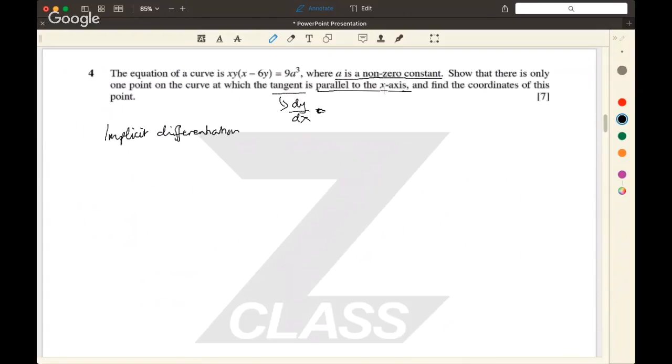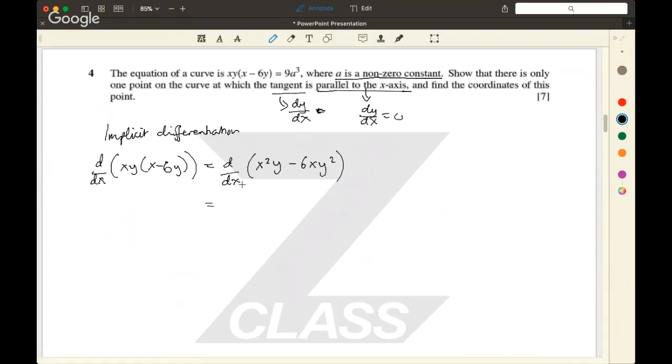Remember that if something's parallel to the x-axis, this means that dy/dx is equal to 0. So with implicit differentiation, I'm going to differentiate the entire thing with respect to x. The right-hand side is just a constant, so it's going to go to 0. Firstly, just to make it simpler, I'm going to multiply this thing out. That's x squared y minus 6xy squared. And remember that y can depend on x, so you have to use the product rule and the chain rule.